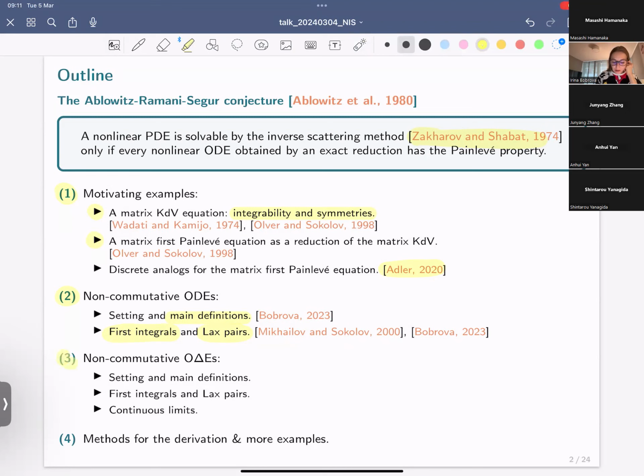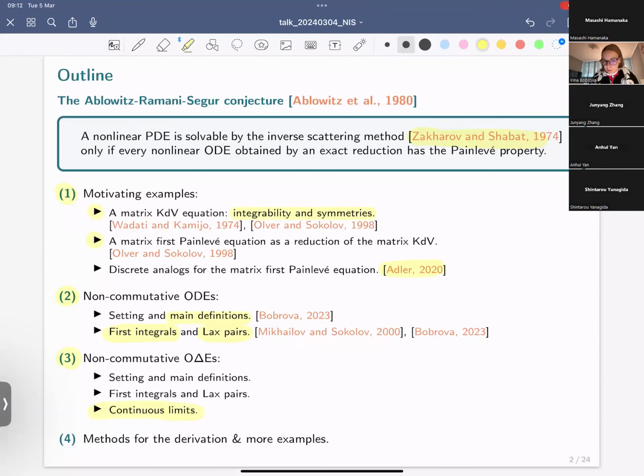The third part is about non-commutative analogs for difference equations, and we will go in the same way, but at the end, we will discuss a little continuous limits for these equations. It's a very natural story.